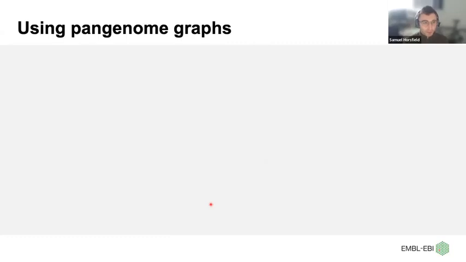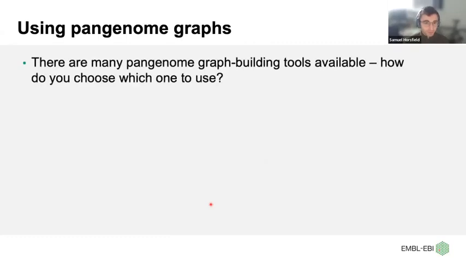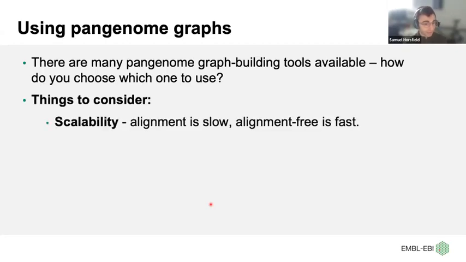So just to give an overview of using different pangenome graphs, there's a number of different pangenome graph building tools available. How do you choose which one you want to use? And here are some pointers that will hopefully guide your choice. The things to consider are scalability. If you have a very large data set, alignment is probably not going to really work. It's going to be very slow. Alignment free is probably better.